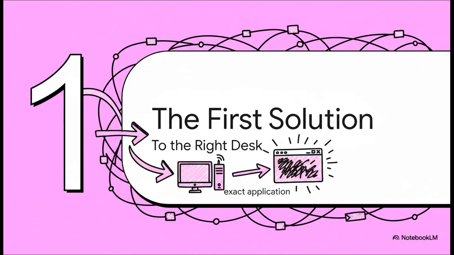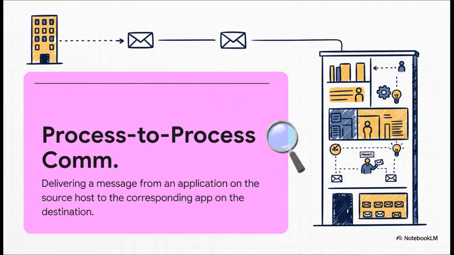Well, the very first step is to make sure the data doesn't just get to the right computer, but to the exact application that's waiting for it. This is where something called process-to-process communication comes in. And here's what that really means. It's not enough to just deliver a package to the right building address. The transport layer acts like the mailroom manager inside that building, carefully sorting every single piece and hand-delivering it to the right person, or in this case, the right app.